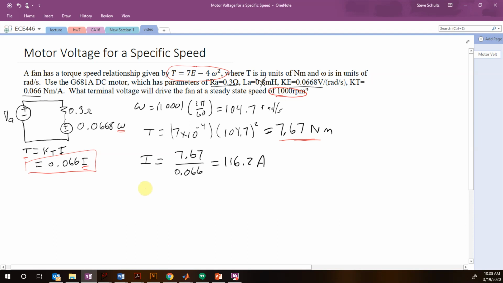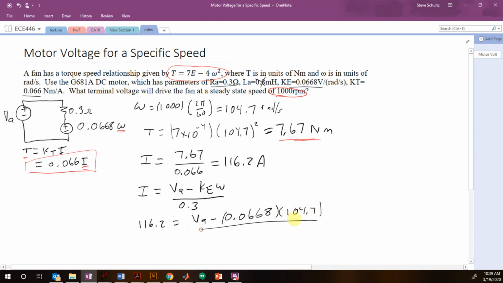So now with our current, we're going to go back to our circuit. So then we have that I is going to be equal to VA minus KE omega divided by 0.3. So we have 116.2 is equal to VA minus our KE, which is 0.0668, times our omega, which is our 104.7, divided by the 0.3. And so then we just solve that for VA, and our VA equals 41.85 volts, and then we are done with our problem.